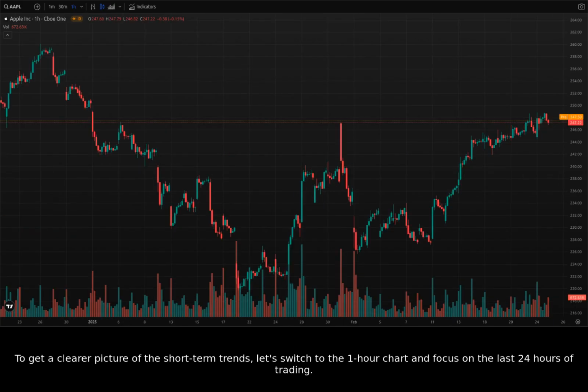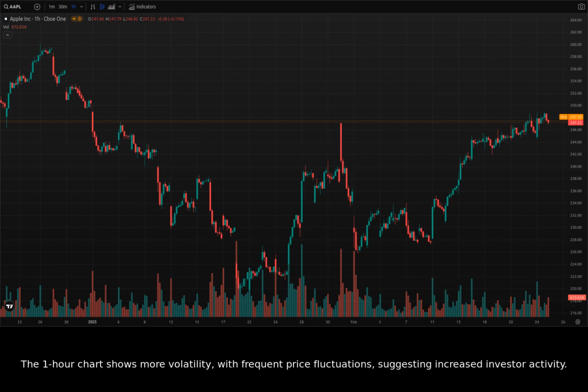timeframes. To get a clearer picture of the short-term trends, let's switch to the 1-hour chart and focus on the last 24 hours of trading. The 1-hour chart shows more volatility, with frequent price fluctuations, suggesting increased investor activity. We notice several instances of short-term support and resistance levels within this timeframe.